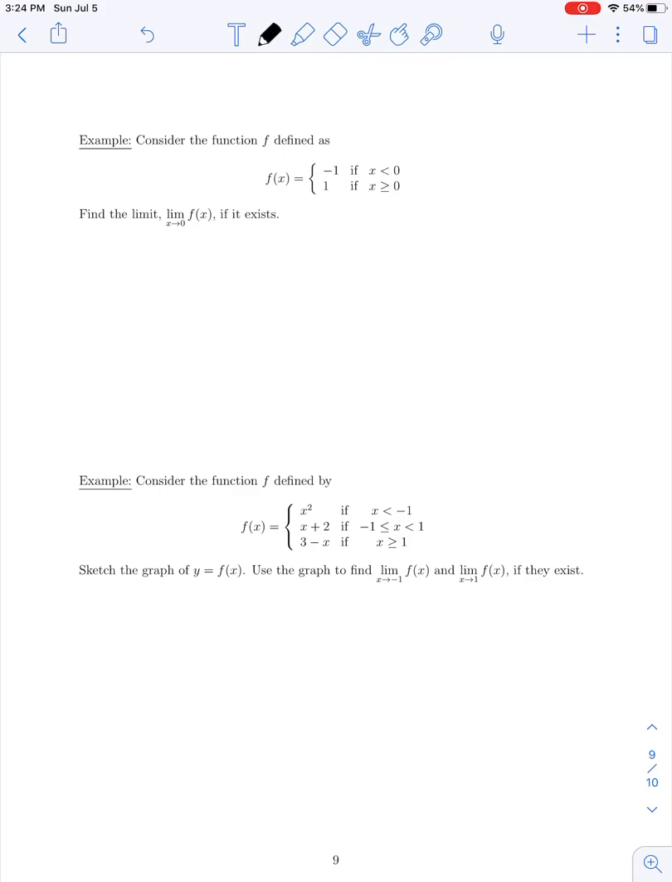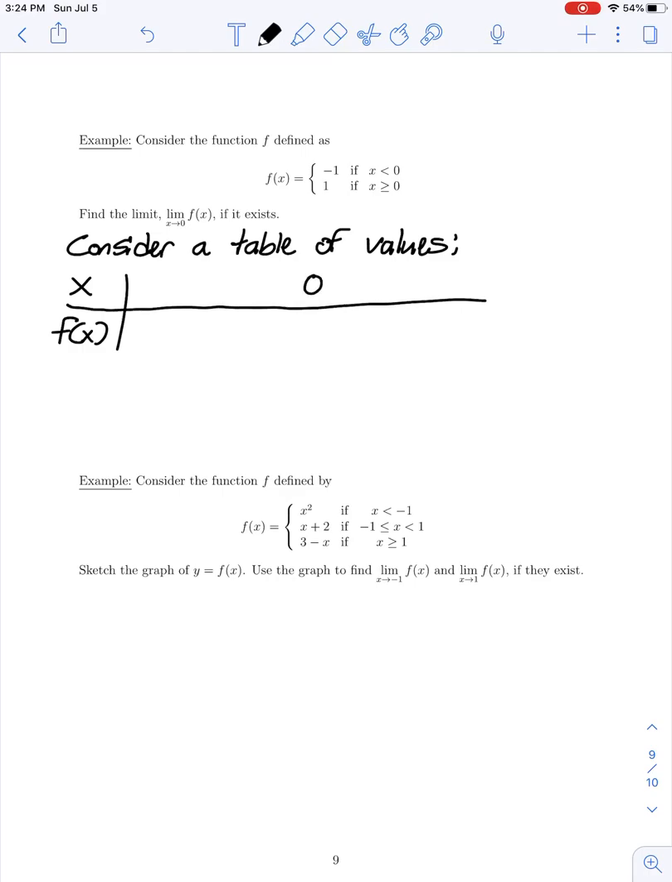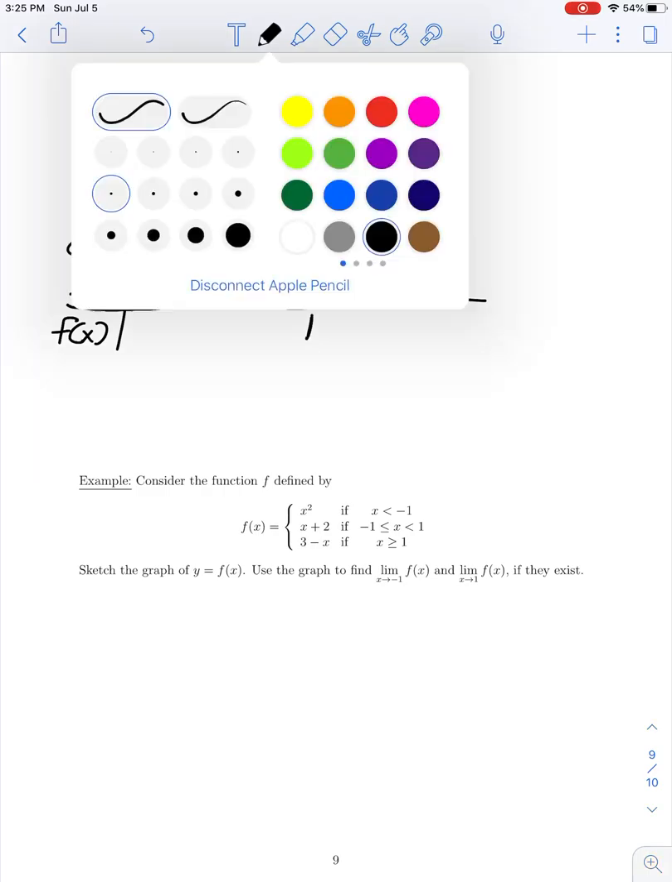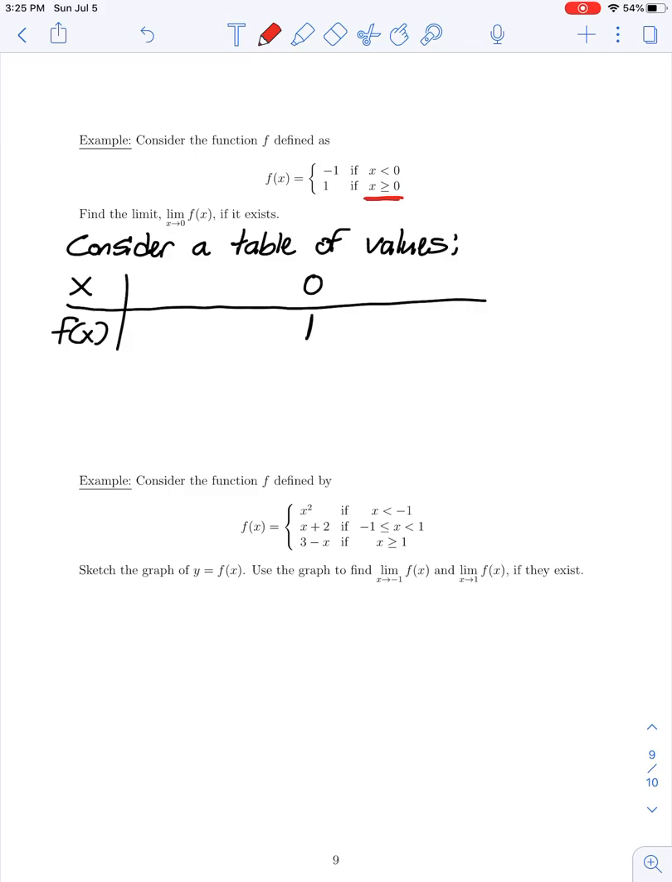There's a couple of ways that we could go about evaluating this. One would be to consider a table of values. So we want to consider values that are close to 0 but not equal to 0. Let's center our values around 0, and let's start by taking values of x which are a little greater than 0. We know at x equals 0, our function would be valued as 1, since when x is equal to 0, f of x is defined as 1.